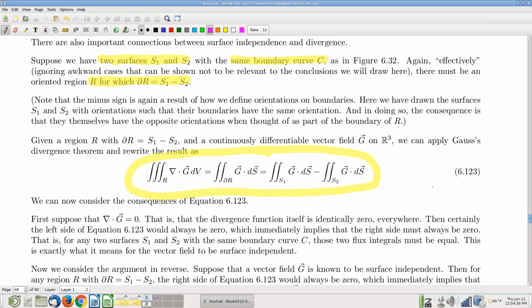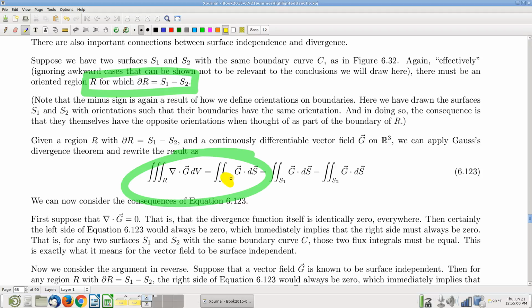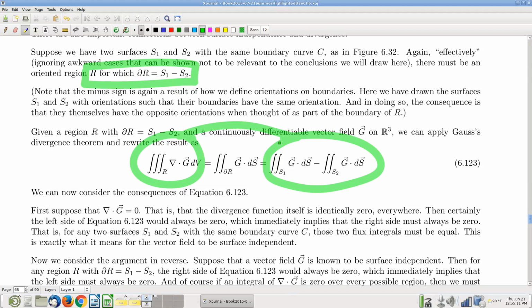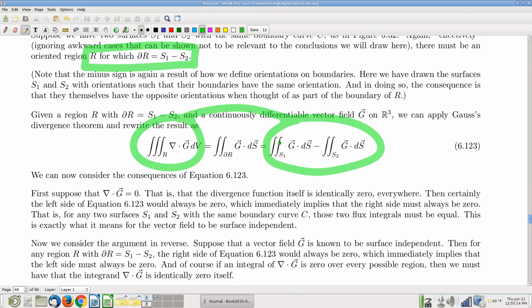And let's go down here. Oh, I called it R. I called the solid R here. So we're going to write down Gauss's divergence theorem as it applies to this solid R and its boundary, S1 minus S2. There's Gauss's divergence theorem. The boundary of R being S1 minus S2 allows me to rewrite the divergence theorem like this. And by the way, doesn't that look familiar? This is one dimension up, totally analogous to the equation that we had when we wrote down Stokes' theorem for considering path independence. And so we're going to rip off the argument that we made there.